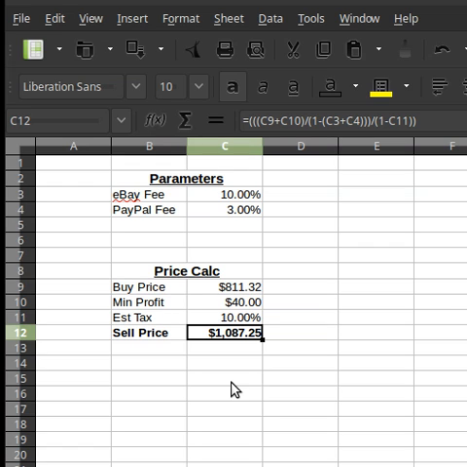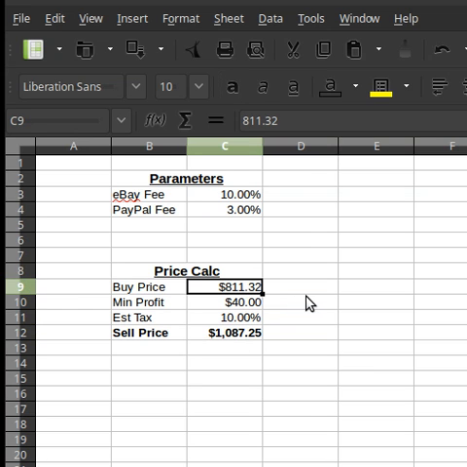So one of the most common mistakes that people make when they're pricing items for drop shipping on eBay or Amazon or whatever it is, is that they don't take into account fees and taxes and shipping and handling. They just think about what is their basic purchase price and what is their minimum profit, like how much money they want to make.